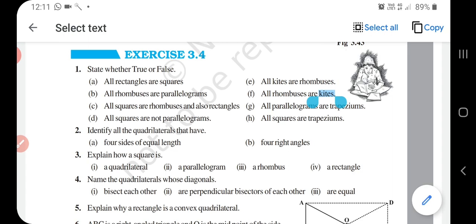Explain how a square is a quadrilateral. A square is a four-sided figure, so it is a quadrilateral, with all four sides equal and all angles 90 degrees. Now, a parallelogram: the opposite sides of a square are equal and parallel, so it is a parallelogram. How is it a rhombus? All sides are equal, so it is a rhombus also. In a rectangle all four angles are right angles, so it is a rectangle also.